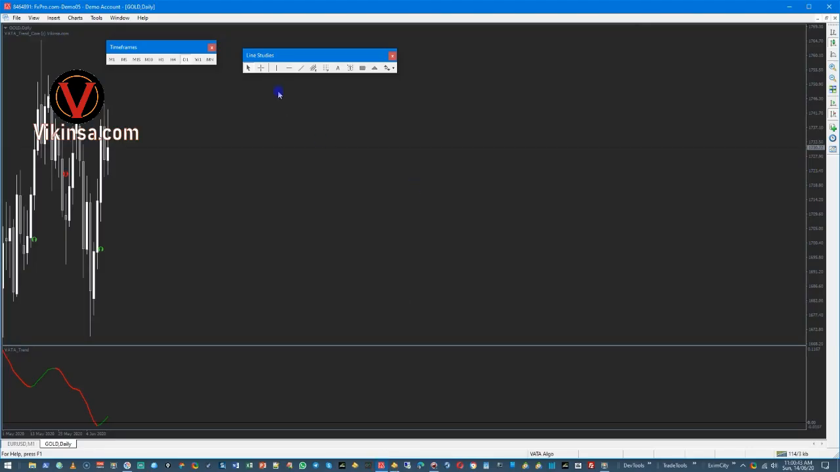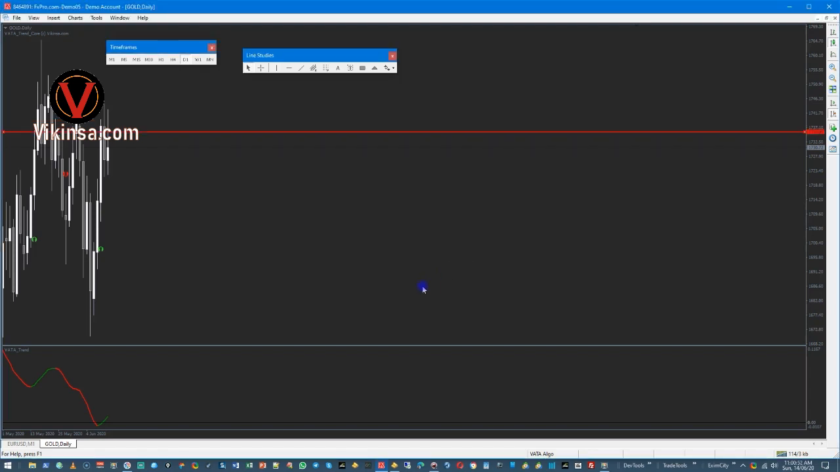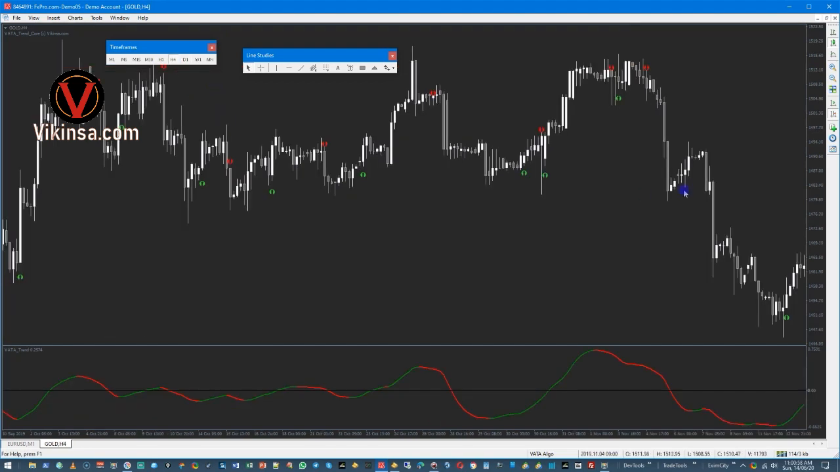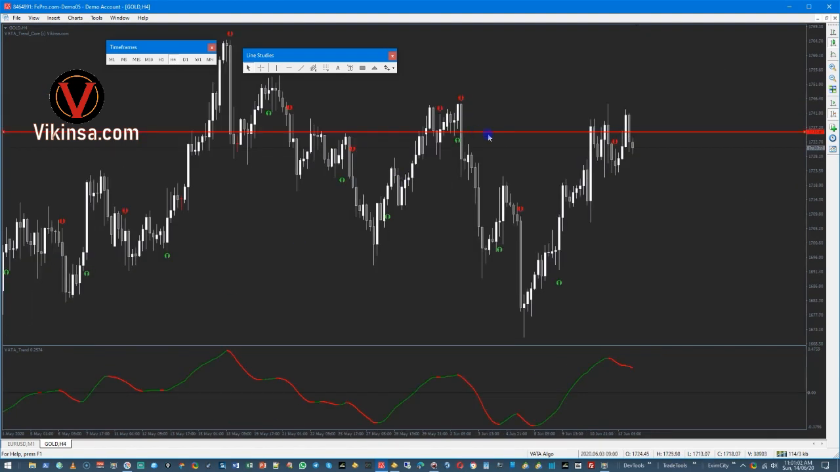1735.67, we need to draw a line at 1735.67, and that's where we were. This was the point where a signal is expected from the VATA Trend Algo, and this is the signal that we received. I know that the market has been consolidating here, but we know that this is creating a kind of M pattern, and when the M pattern completes, the market is expected to go down.